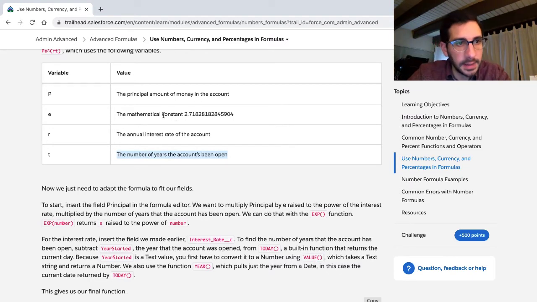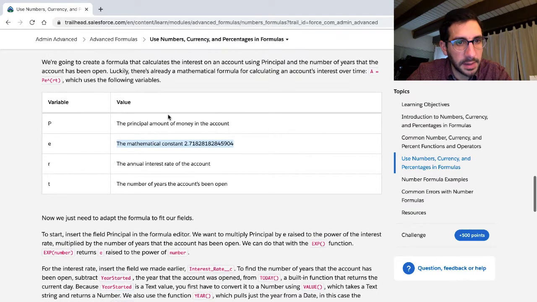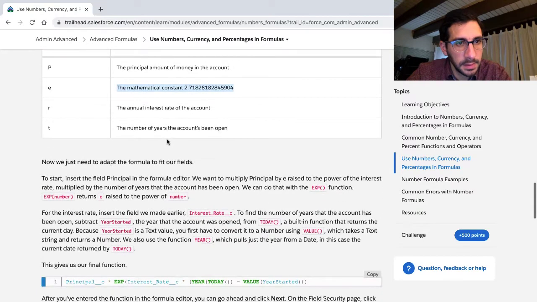I don't know what this E is. Why is there this mathematical constant? I don't understand what that's doing there.